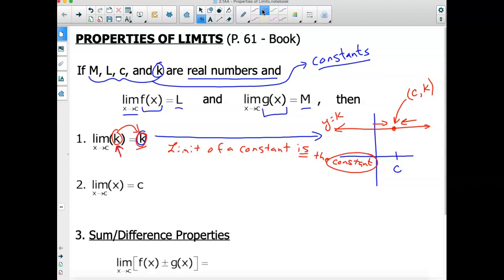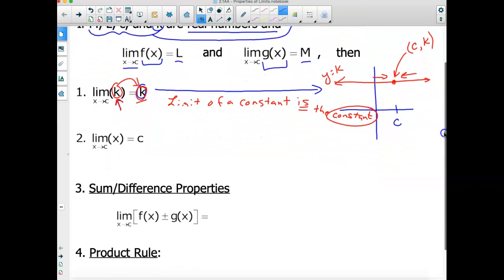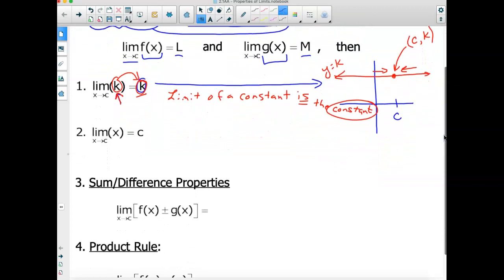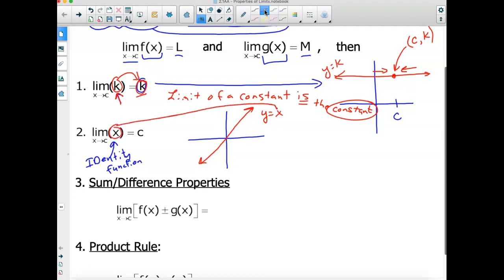Okay? Well, what about the next one? The limit as x approaches c of x equals c. Ooh, baby, this is a good one. That is our identity function. This is the mother of all lines. That is the line y equals x. See my function? My function is x.